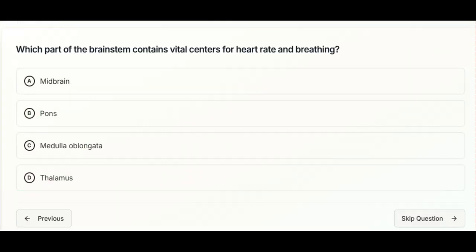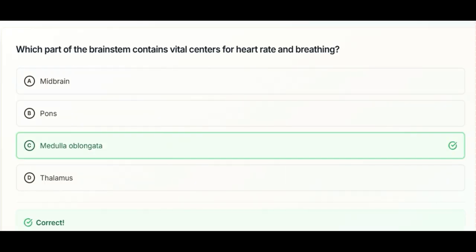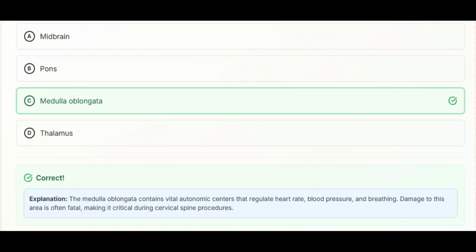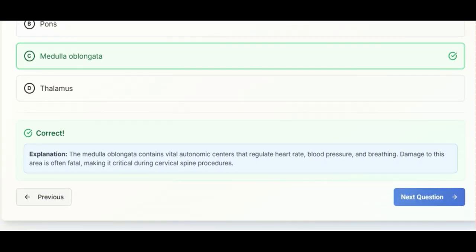Which part of the brainstem contains vital centers for heart rate and breathing? Midbrain, pons, medulla oblongata, or the thalamus? Medulla oblongata. The medulla oblongata contains vital autonomic centers that regulate heart rate, blood pressure, and breathing. Damage to this area is often fatal, making it critical during cervical spine procedures.